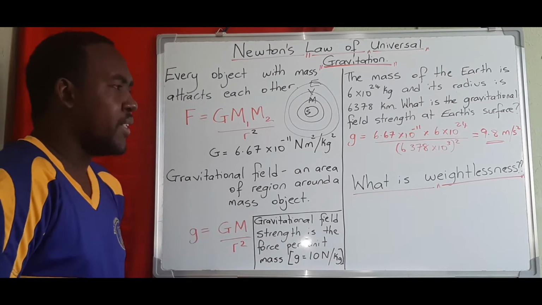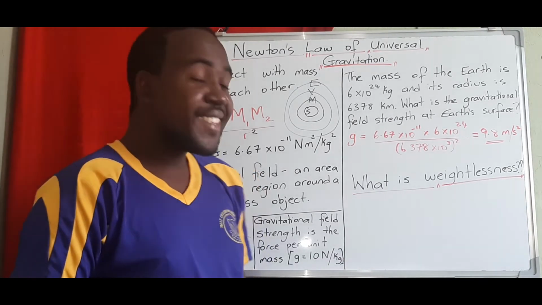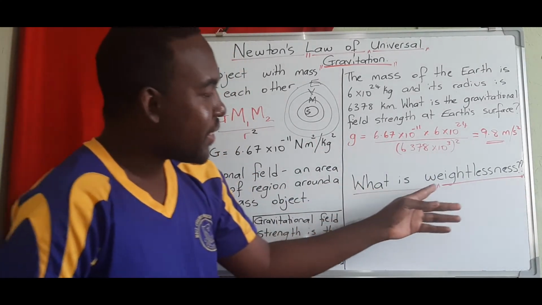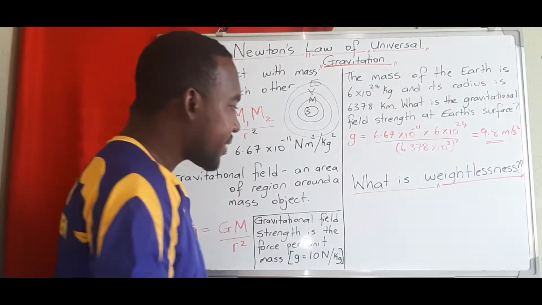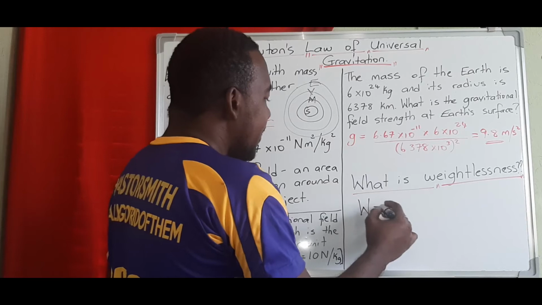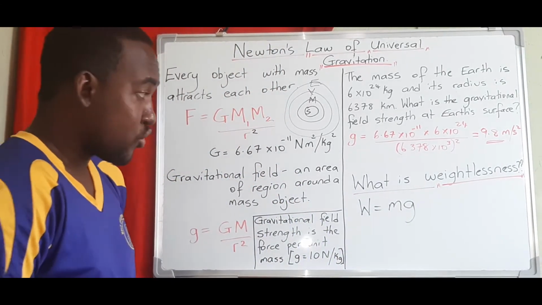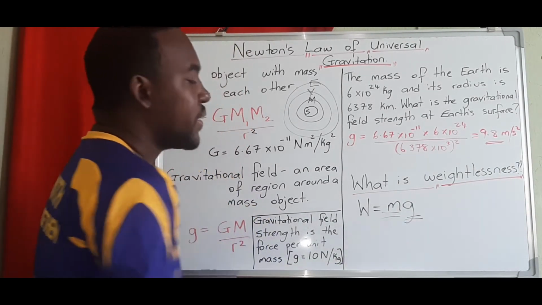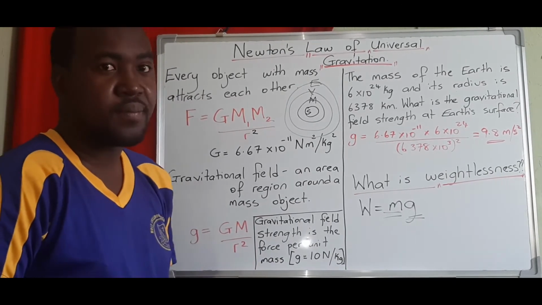Now let's look finally at weightlessness. This seems like just a made-up word. How can something be weightless? Because remember, weight is given by mass times gravitational acceleration. Everything on Earth has mass and gravity is always present. So how can something be regarded as being weightless?